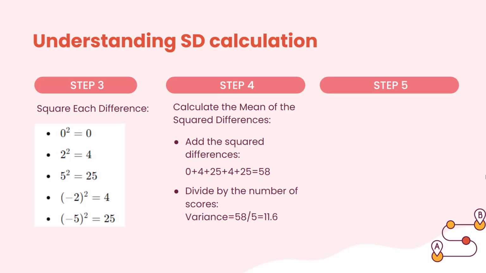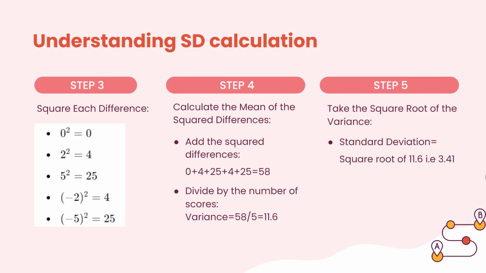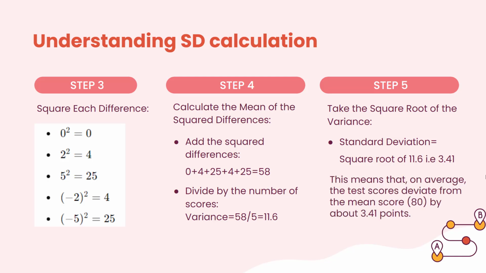In the last step, you take the square root of the variance. Hence, standard deviation is the square root of 11.6, that is 3.41. This means that on average, the test scores deviate from the mean score by about 3.41 points.